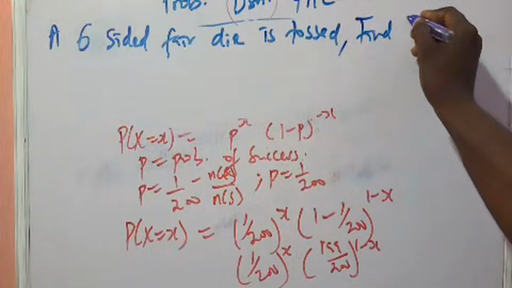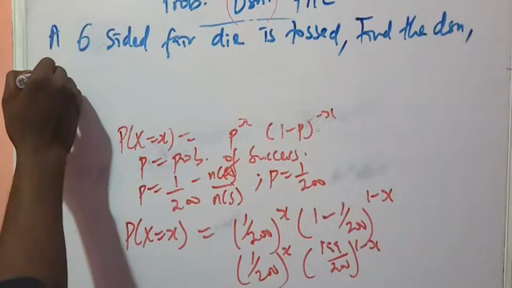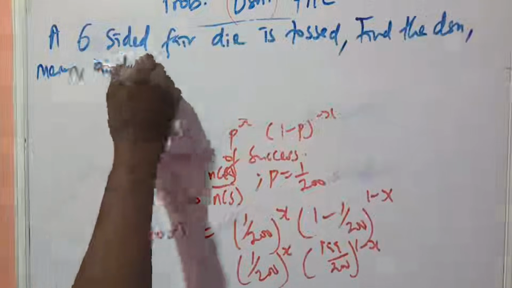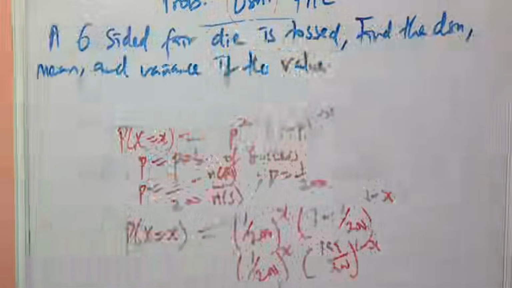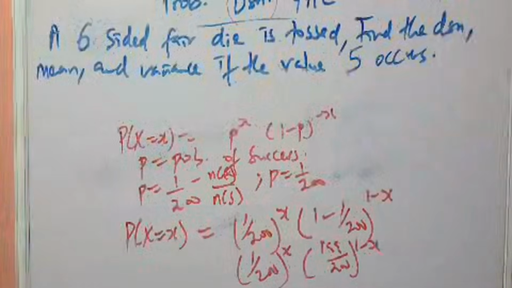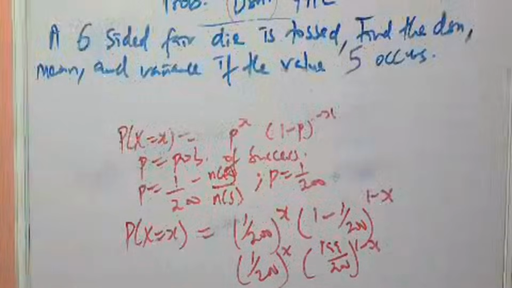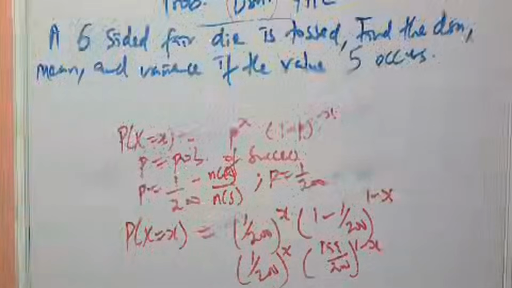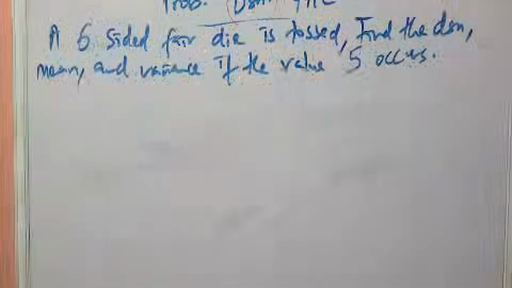So the question is for you to find the distribution. Then you have to find the mean and the variance if the value 5 occurs. All right, so let me see what you guys are going to do with this. A 6-sided fair die is tossed with each element in the sample space having, of course, you know that each element in the sample space for a die has a probability of 1/6. That means the probability of having 5 is also 1/6. So the question says you should find the distribution, the mean, and the variance if the value 5 occurs.